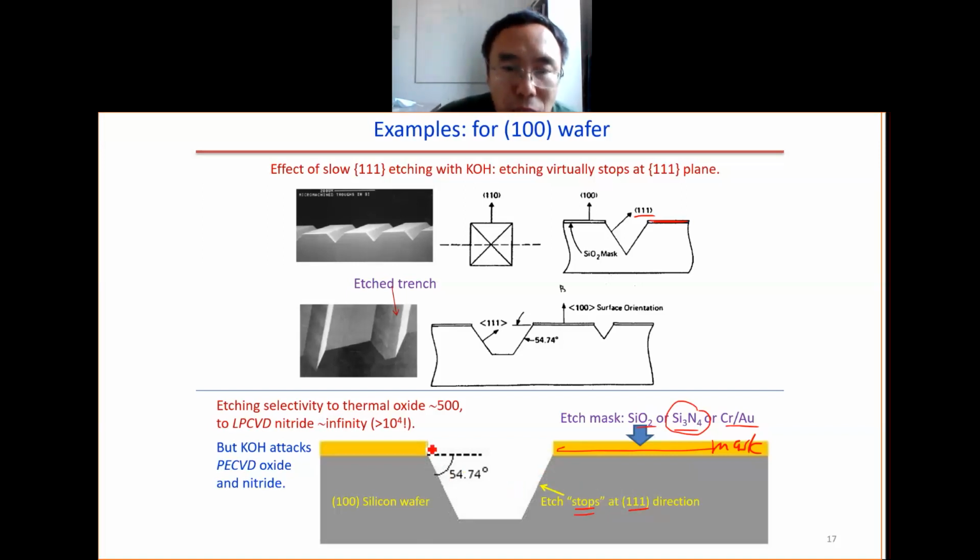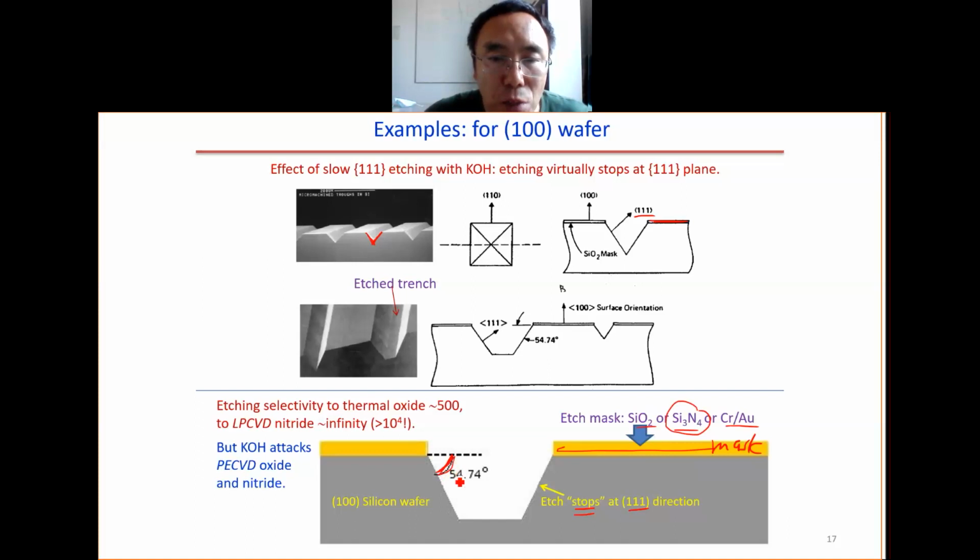So then we have this angle here, 54.74 degrees. Here the same thing. Here in the SEM image you can see it stops here. When it reaches the bottom, the etching will not proceed. So how to get this angle?